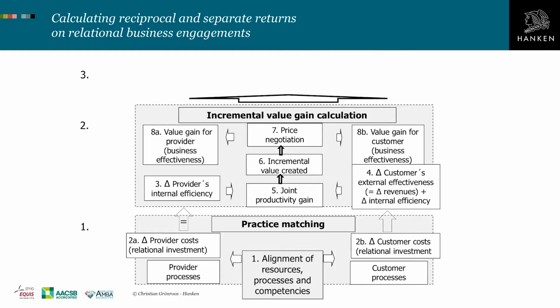Now, then we come to number 7. Now we can go into a price negotiation phase because now we know how much there is to share of the incremental value created. And based on this price negotiation, we come to 8A, which is how much of the incremental gain the service provider can keep in the form of a higher price. And 8B, how much of the value gain the customer will get.